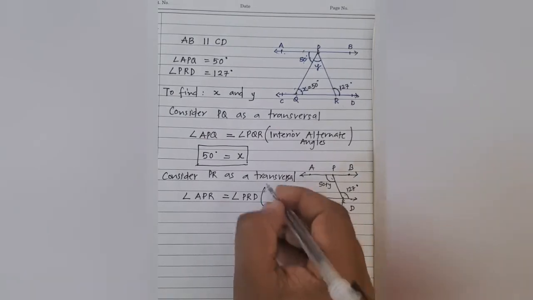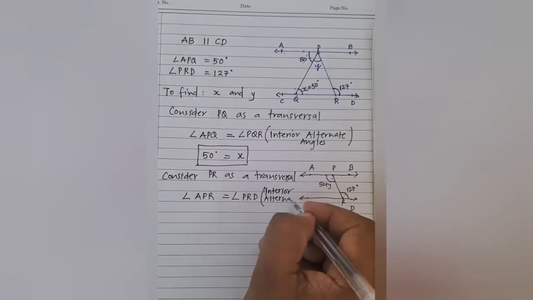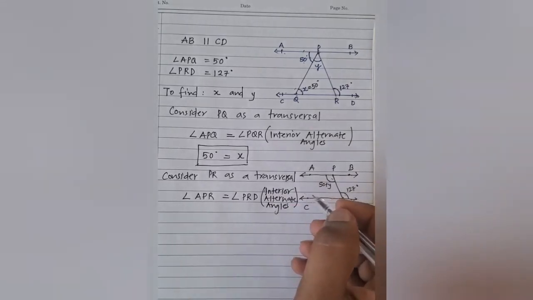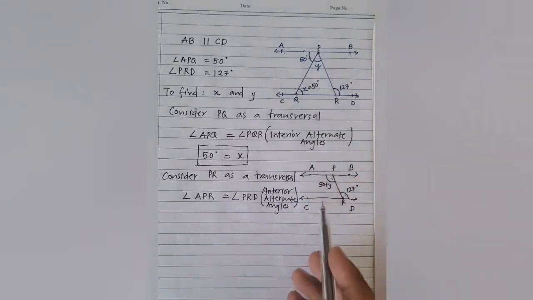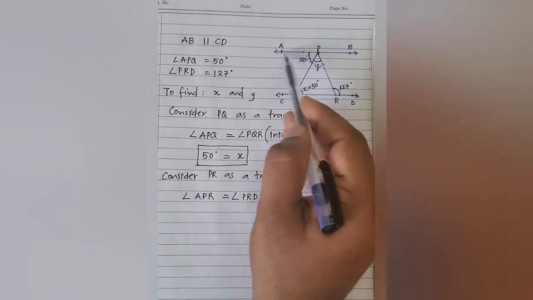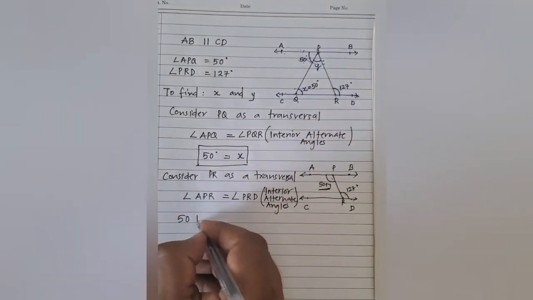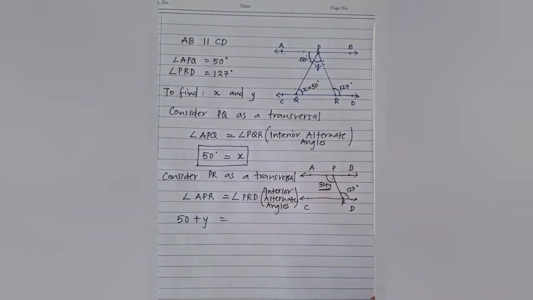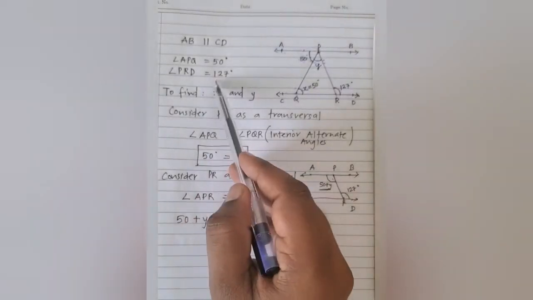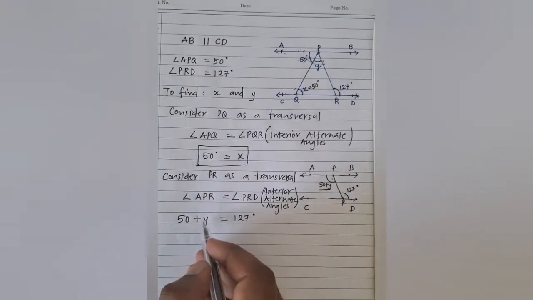Reason is interior alternate angles. The reason has to be mentioned every time, even if it is the same reason. So APR is how much? 50 plus Y. That is this total angle. APR is a total, that is 50 plus Y. So 50 plus Y is equal to PRD. PRD, which is already given in the question, is equal to 127 degree.